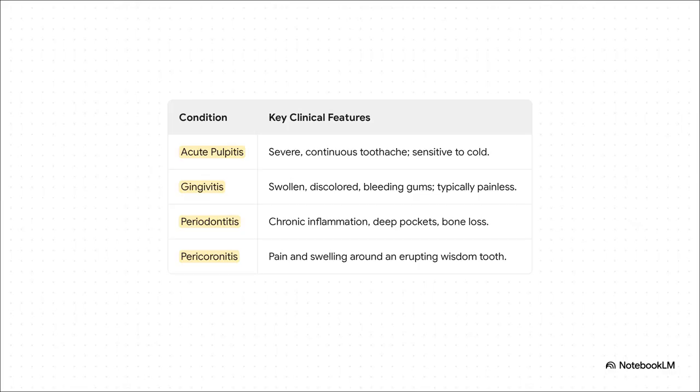So you've got acute pulpitis. That's the classic severe nonstop toothache that makes a patient jump out of their chair if they drink cold water. Then there's gingivitis. You'll see swollen, bleeding gums, but funnily enough, it's often painless. Periodontitis is that chronic, destructive version with the deep pockets and bone loss. And finally, pericoronitis. That's the classic infection you'll see around a wisdom tooth that's trying to come in, and it often causes trismus or lockjaw.